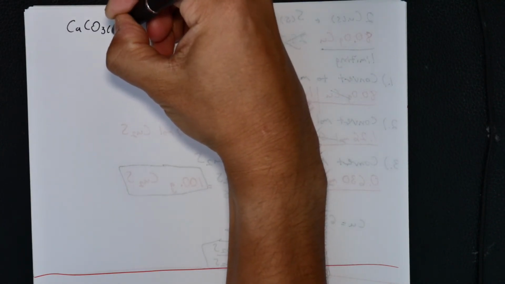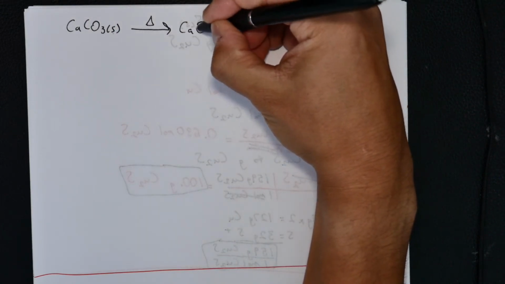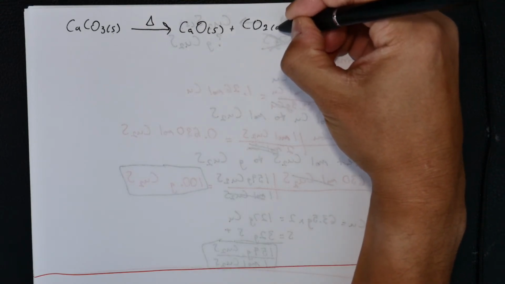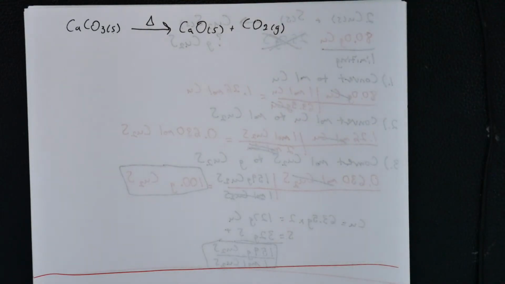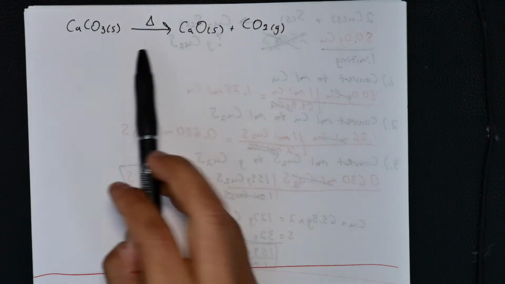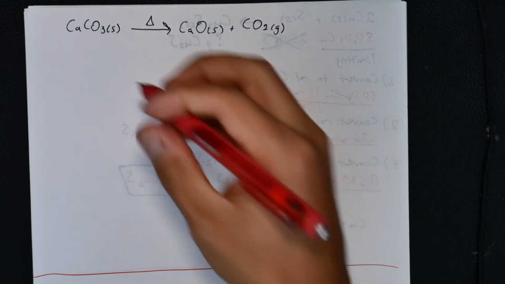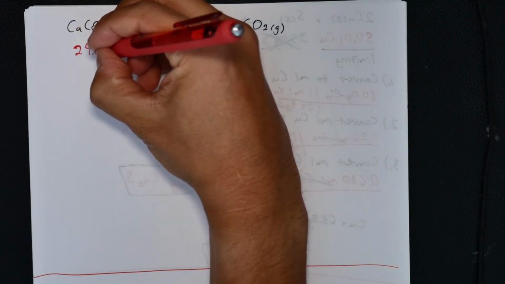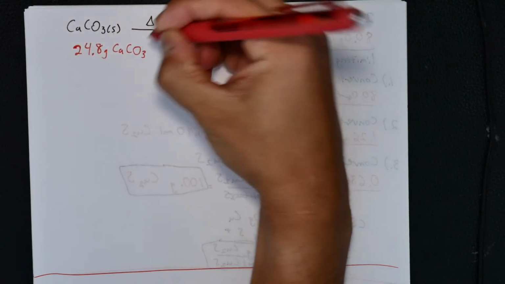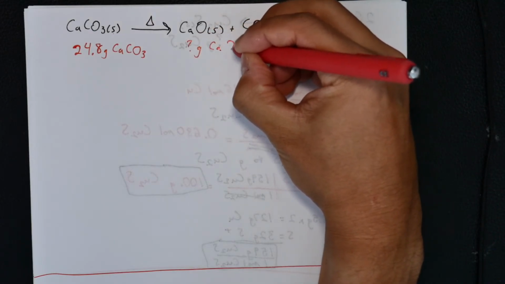And then we will do our calculation. Okay, so our reaction looks like this. I am going to check real quick just to make sure that it is balanced. It does say that it is balanced. Yeah, we're good. Okay, so here's our problem. If we're starting with 24.8 grams of calcium carbonate, how many grams of calcium oxide can we make?